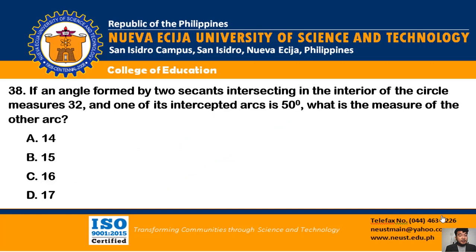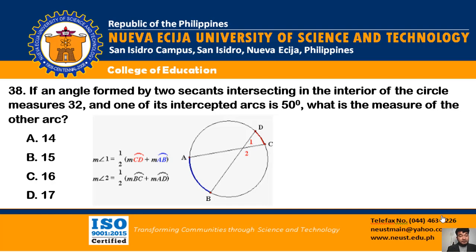Number 38. If an angle formed by 2 secants intersecting in the interior of the circle measures 32 and one of its intercepted arcs is 50 degrees, what is the measure of the other arc? Okay, let's illustrate the problem. As you can see here, we have 2 secants intersecting and forming angles inside. Actually, these are chords. Okay, but if you extend the chords, you will have secants. They form angles inside the circle. And if that happens, some conditions will be formed.